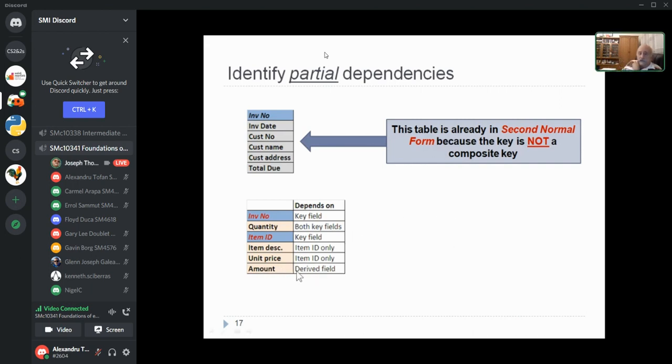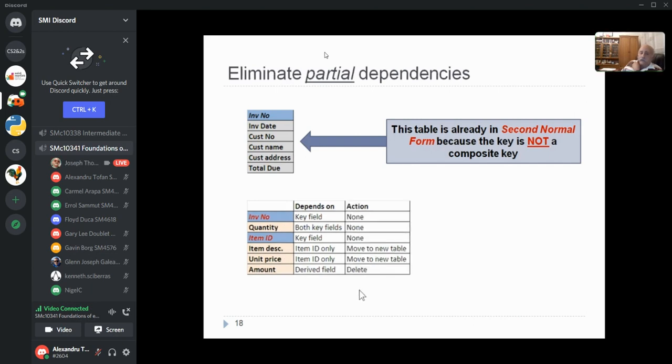Now this is a funny field. The amount field is a derived field. Anytime that we want, we can derive it, because by knowing the quantity and the unit price, we can calculate the amount. So here, we need to take a decision whether we drop this attribute, because we can derive it and save on space in our database, or we retain it. Here, I have decided that we drop it, we delete it.